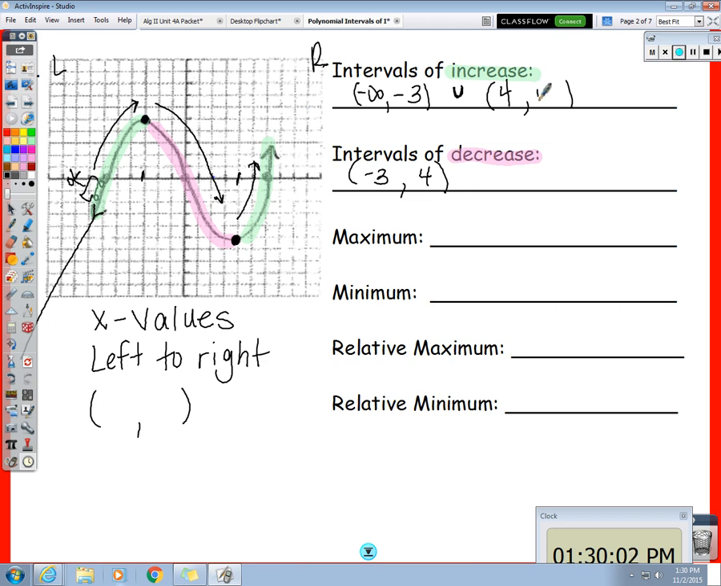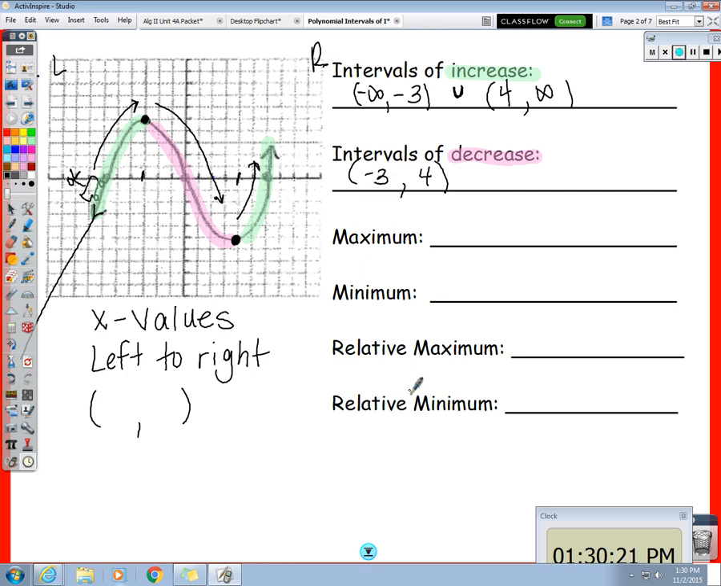Forever, so infinity. Okay, now, do you see how this negative 3 and 4 are the same numbers we had up here in the intervals of increase? And wouldn't that make sense? Because when you stop increasing, doesn't that mean you're starting to decrease? So that's why those numbers are in both.